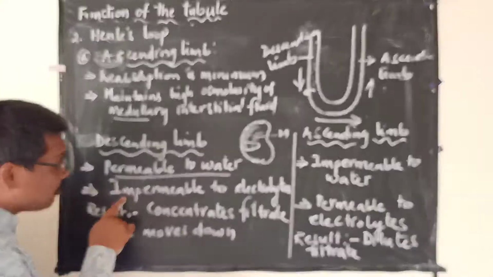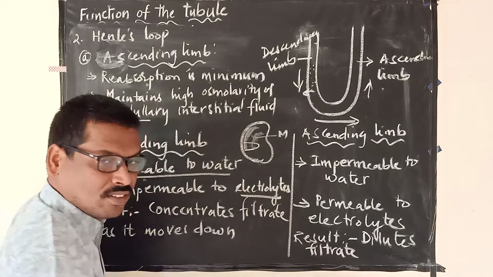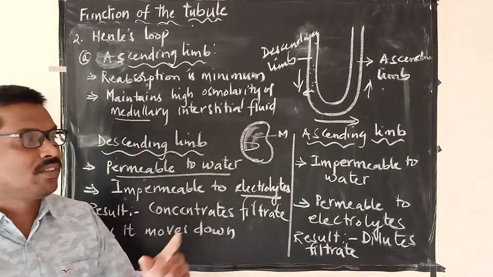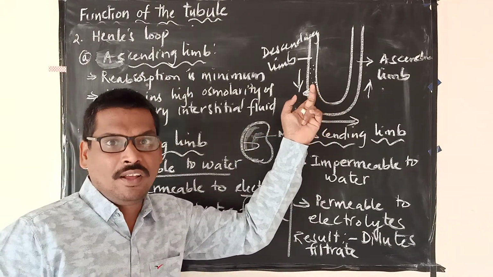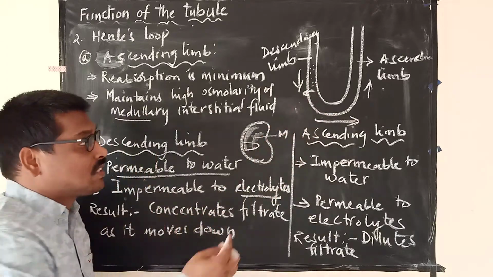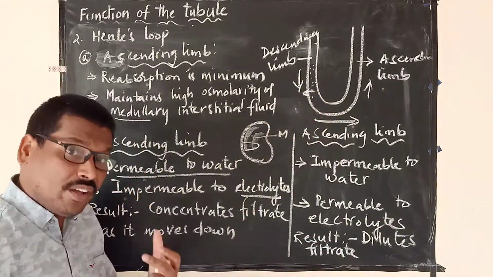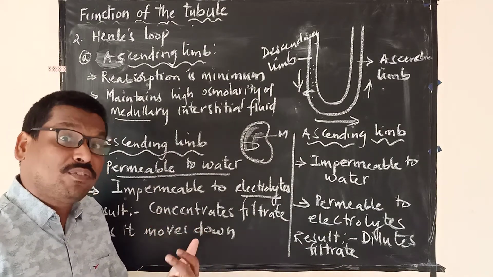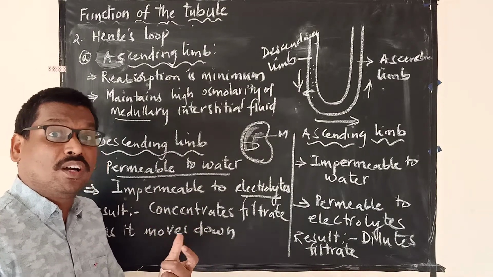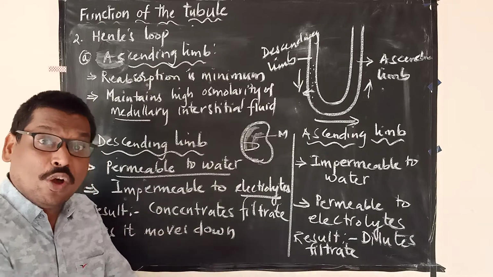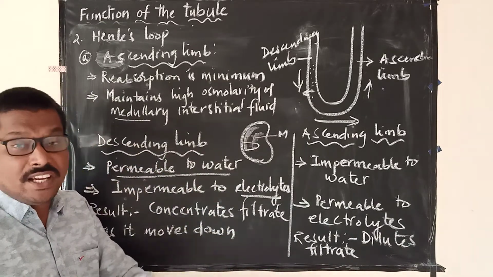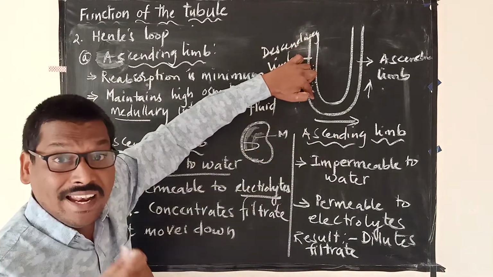But it is impermeable to what? Electrolytes. Either sodium ions or potassium ions, they are impermeable here. So when the ion concentration is increasing here but water is being reabsorbed, obviously the filtrate becomes more concentrated, because water is reabsorbed back. There is less water as it is moving down.